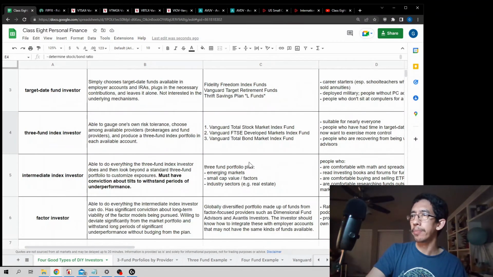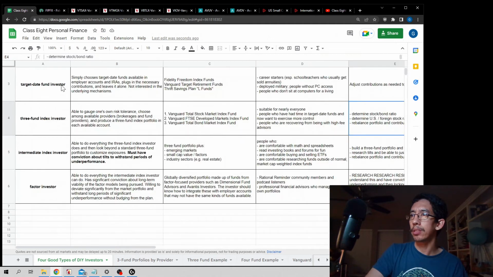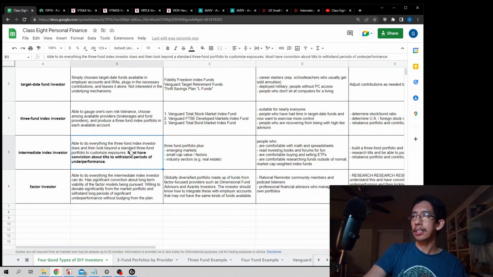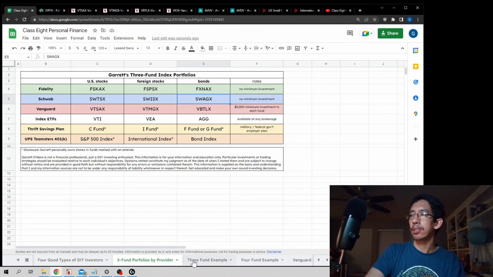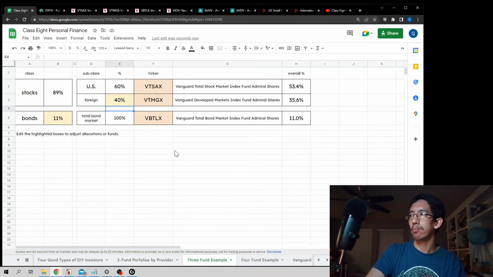Let's move on to the next one, an intermediate index investor. Let's zoom this out a little bit. So, an intermediate index investor is able to do everything the three fund index investor does and then look beyond the standard three fund portfolio to customize exposures. Must have conviction about tilts to withstand periods of underperformance. And so you would have this three fund portfolio here.